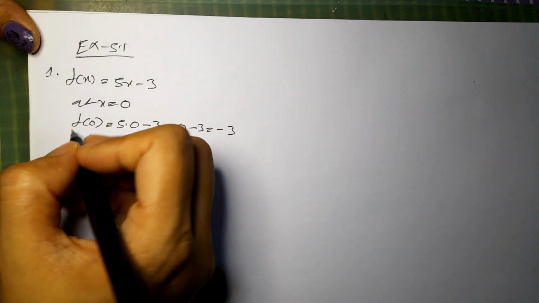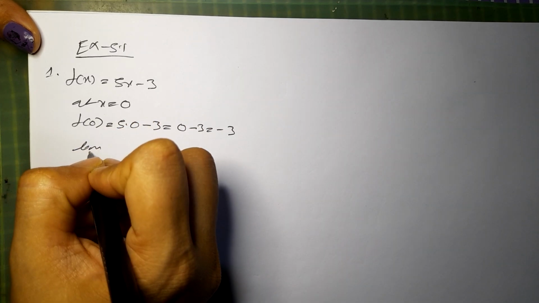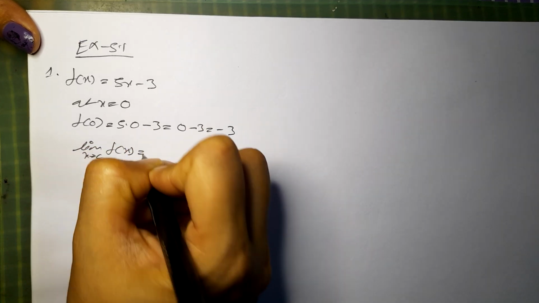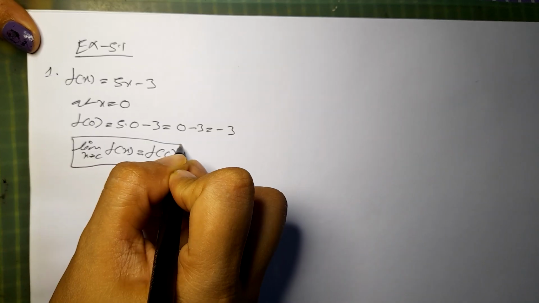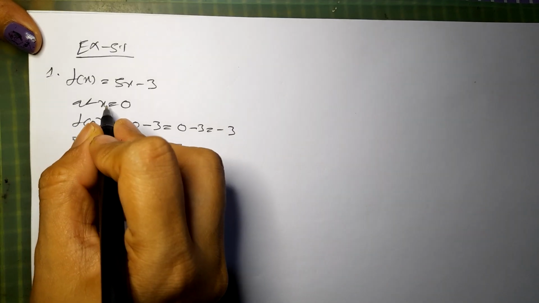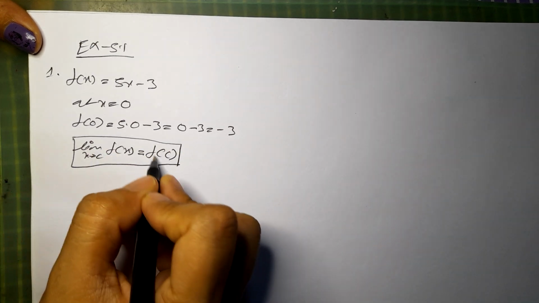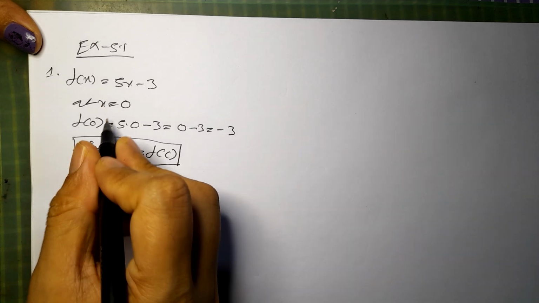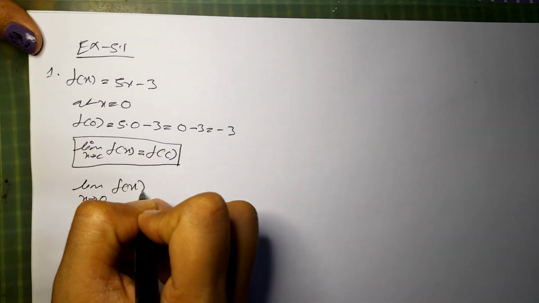Now the limit. What is the formula? Limit x tends to c, f(x) is equal to f(c). This is the condition. Here c is x equal to 0. We already got f(0), which is minus 3. Now we have to find the limit as x tends to 0 of f(x).